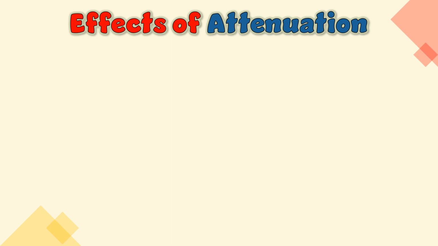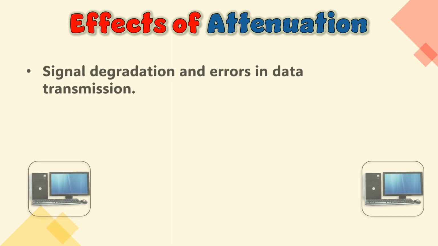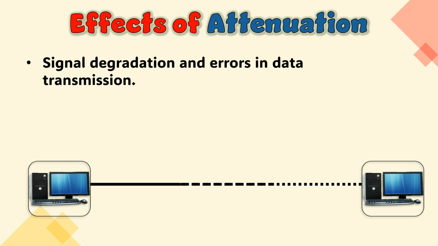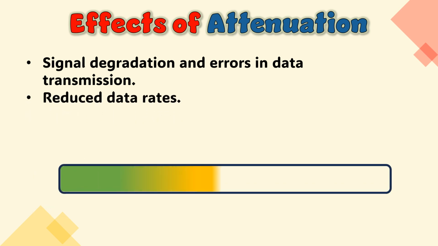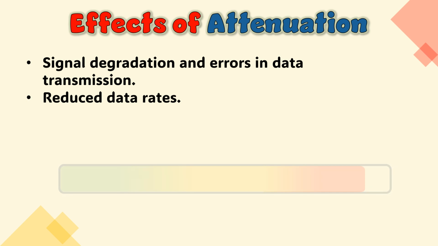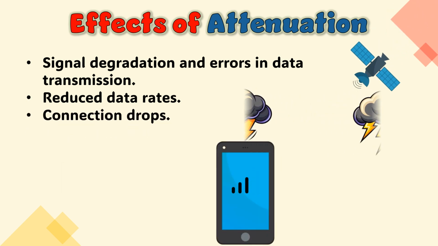So, what are the effects of attenuation on computer networks? First, it causes signal degradation, which can lead to errors in data transmission. Second, it reduces the data rate, limiting the speed of communication. Finally, excessive attenuation can result in connection drops, affecting the reliability of the network.